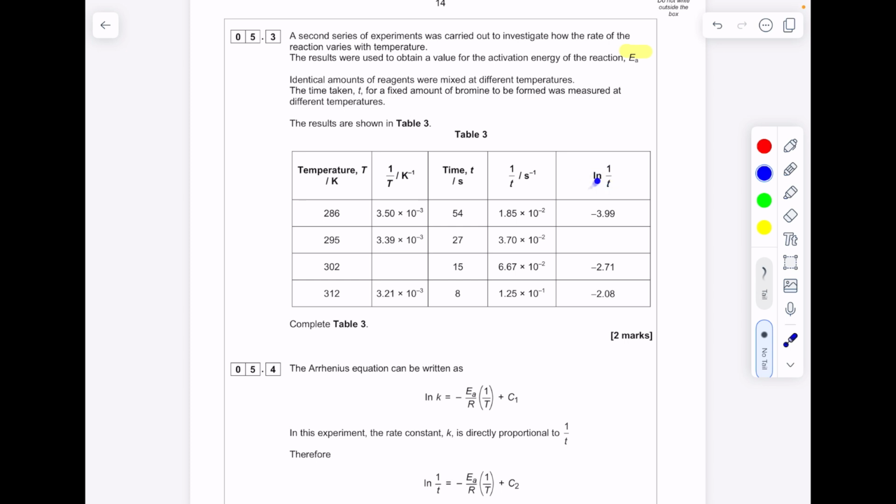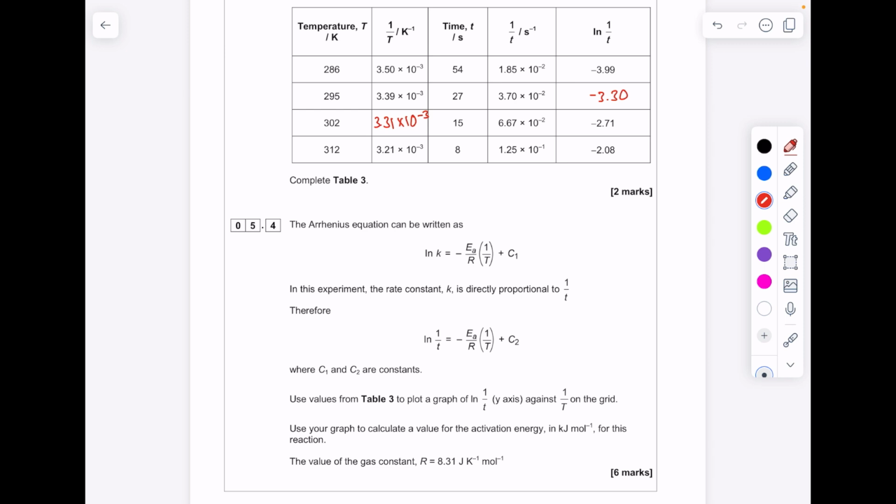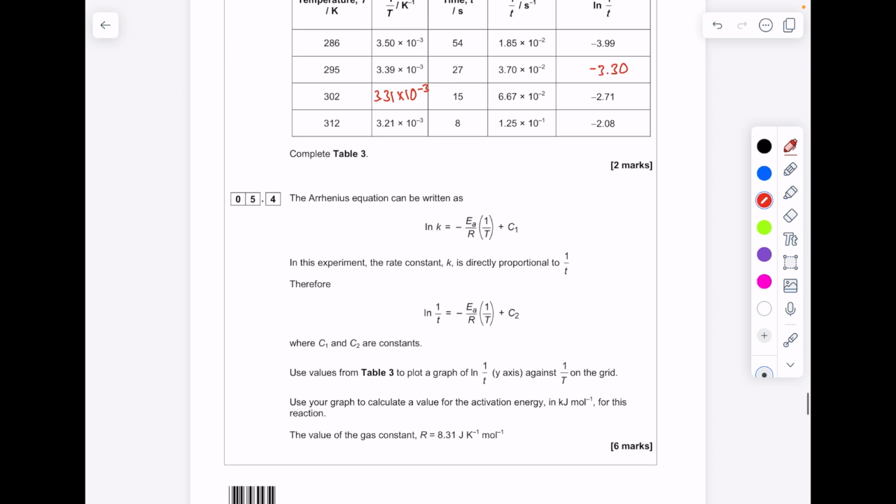So press the natural log button on your calculator and then do 1 divided by 27 to get minus 3.30 to 3 significant figures, and then to fill in this row all you have to do is 1 divided by temperature, so 1 divided by 302, which is 3.31 times 10 to the minus 3. The Arrhenius equation can be written as, in this experiment, the rate constant k is directly proportional to 1 over t. Therefore, you can write it as this, where C1 and C2 are constants.